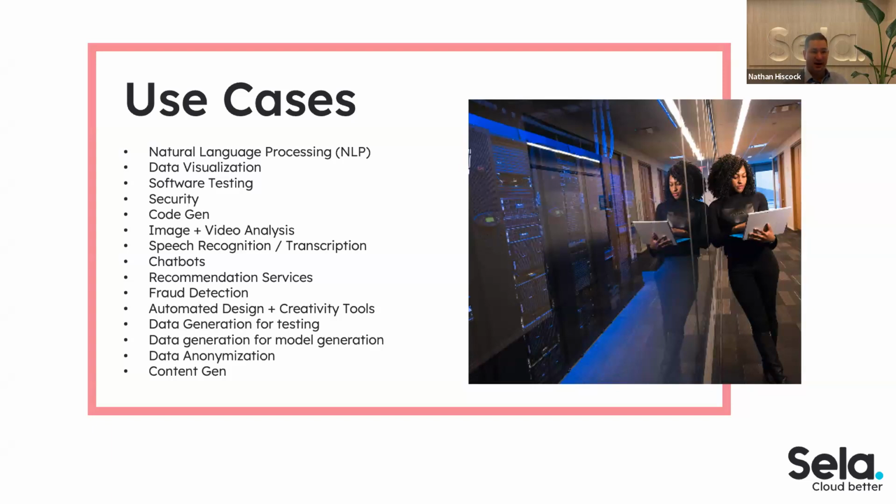Recommendations, automated design and creativity. And then even on the security side or on the build side, you've got test automation. You've got data generation for different models that you can even use AI for, and you can anonymize data and kind of scrub it so you can use it well. And then, of course, content generation.